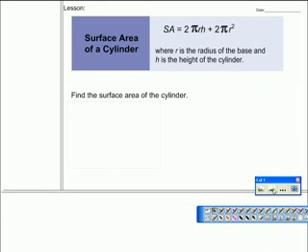All right, now the next two we have formulas for that are on there. The surface area of a cylinder and a cone. Now let's look at the surface area of a cylinder formula. I'm going to break it down for you.